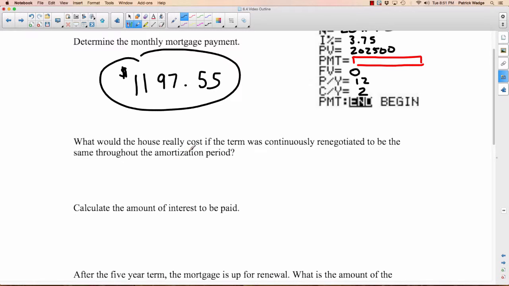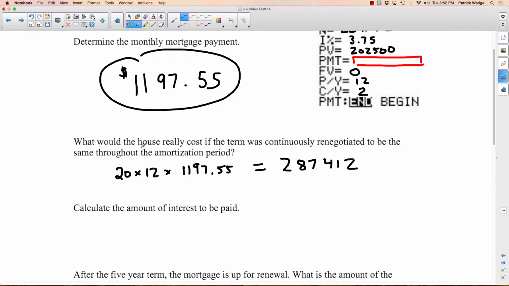What would the house really cost if the term was continuously renegotiated to be the same throughout the amortization period? So what they're saying is, let's say for the whole 20-year mortgage, you just kept the same payment the whole time. Well, then basically what you do is you have to figure out how many months there are. Well, 20 years times 12 months, and every month you're paying this amount, $1,197.55. If you multiply those three things together, you'll get the answer, which is $287,412. So that's how much you're paying for the mortgage.